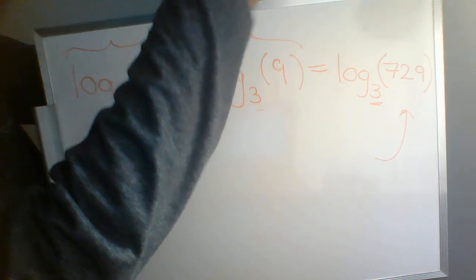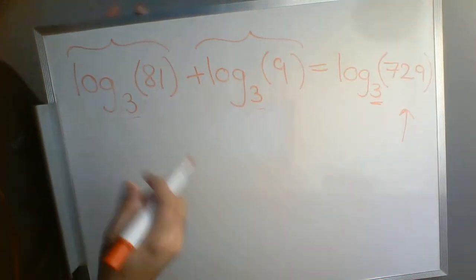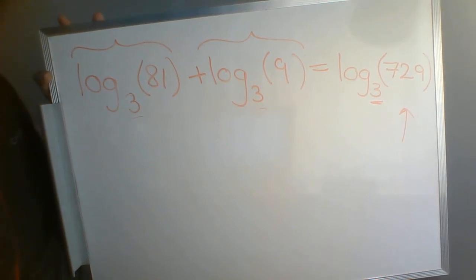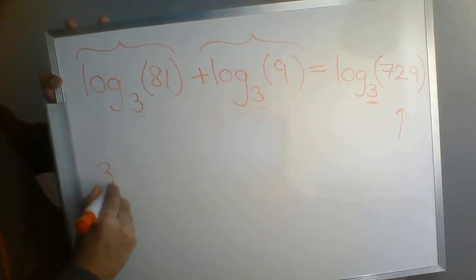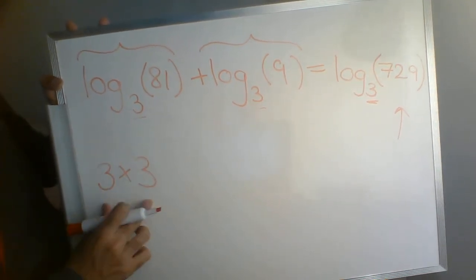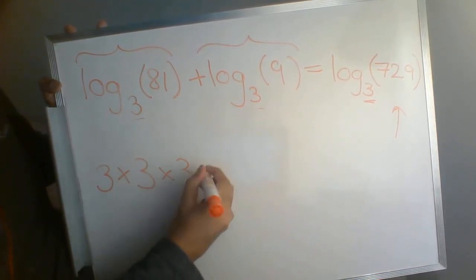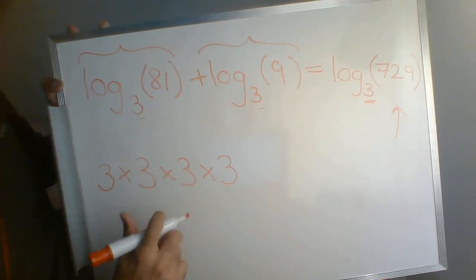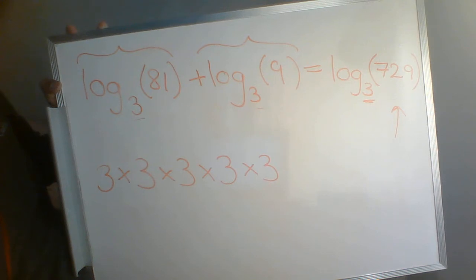So what this logarithm is asking us to find is how many 3's does it take to multiply together to get to an answer of 729. So if we just start from the beginning, we get 3 times 3, that's 9. Times another 3, that's 27. Times another 3, that's 81. We've got 81 so far. Times another 3, that'll be, what, 243?